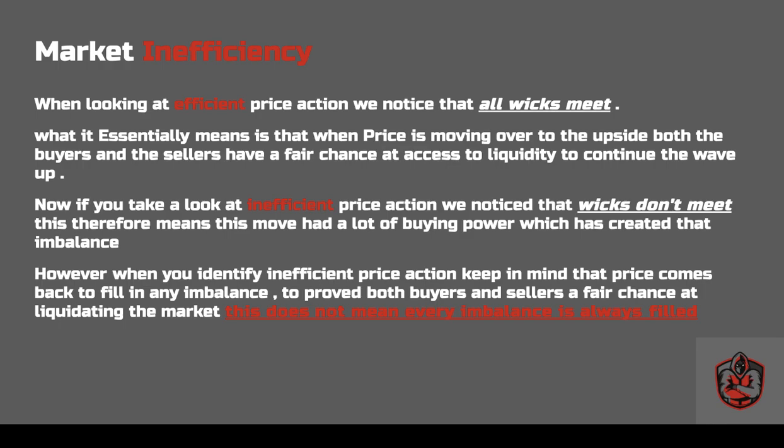Market inefficiency. When looking at efficient price action, we notice that all wicks meet. What it essentially means is that when price is moving over to the upside, both the buyers and the sellers have a fair chance at access to liquidity to continue the wave up. Now, if you take a look at inefficient price action, we notice that wicks don't meet. This therefore means this move had a lot of buying power, which has created that imbalance.